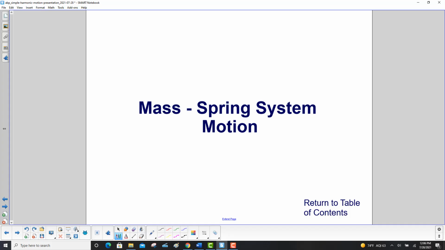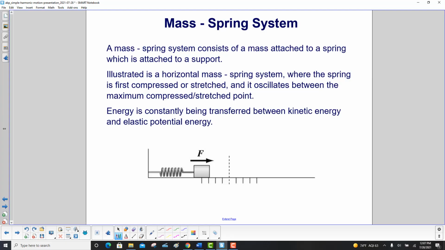Mass spring system motion. A mass spring system consists of a mass attached to a spring, which is attached to a support. Illustrated is a horizontal mass spring system, where the spring is first compressed, squeezed in, or stretched in that direction, and it oscillates between the maximum compressed and stretched points. Energy is constantly being transferred between kinetic energy and elastic potential energy.